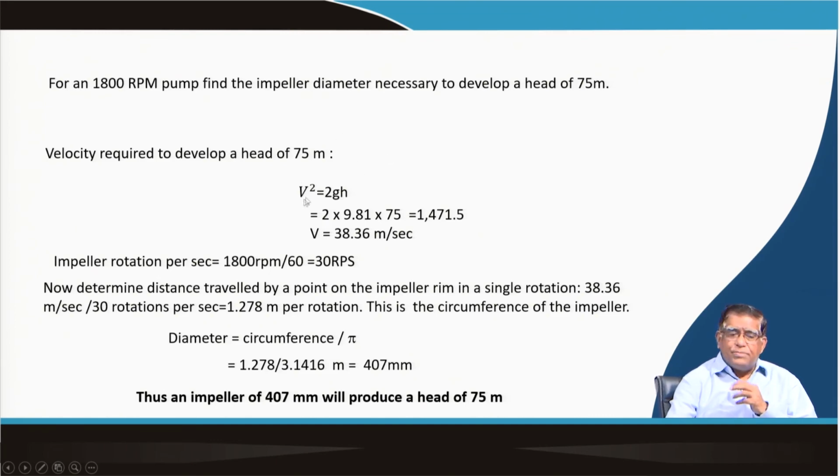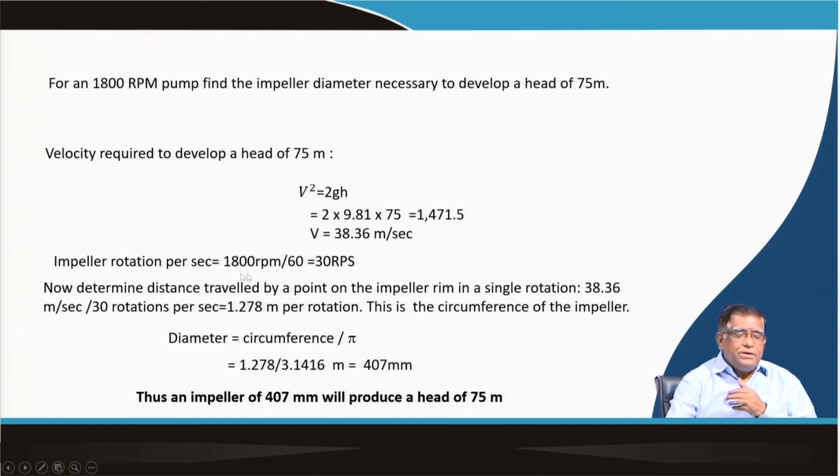You know that this is velocity, simple Newtonian velocity calculation, where the initial velocity is 0. So, your v square is 2 gh. So, that is the velocity required to develop a height; for a height of 75 meter, the velocity is this much. Now, impeller is rotating at 1800 rpm, which means 30 rotations per second.